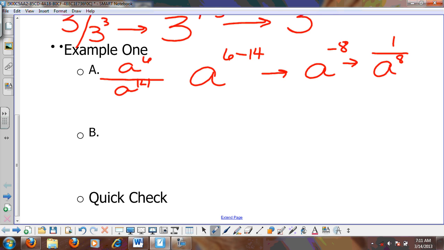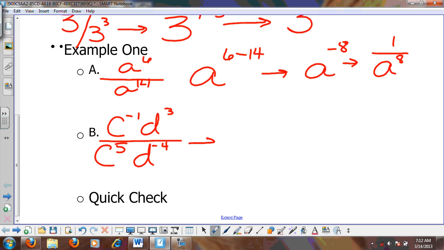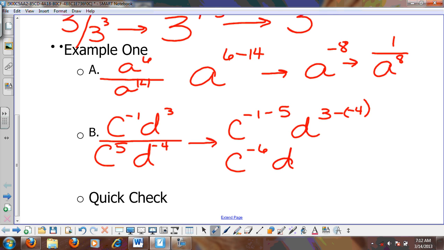Let's look at example B. C to the negative 1, d to the 3rd over c to the 5th, d to the negative 4th. Okay? It becomes c to the negative 1 minus 5, d to the 3 minus negative 4. Okay? Let's do the math. C to the negative 6, d to the 7.